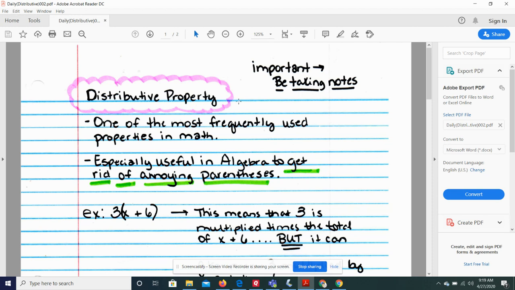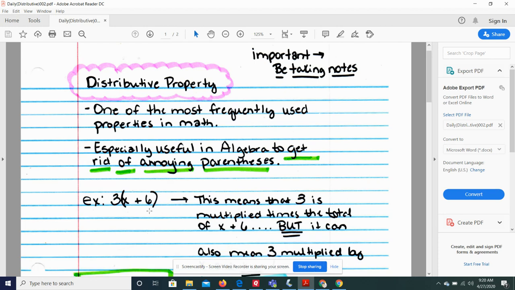So the distributive property is one of the most frequently used properties in math, so it's really important to know how it works. It's especially useful in algebra to get rid of those annoying parentheses when you're solving equations. So I did an example right here. What this means when you see these parentheses is that 3 is being multiplied by everything in those parentheses. So if the x were a 2, it'd be 3 times 8. But it could also be 3 times 2 plus 3 times 6. So that's what we do with the distributive property if we're using variables.